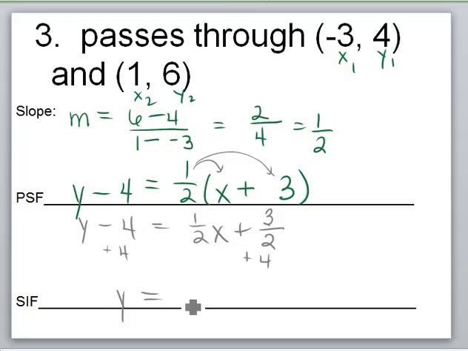Well, when I'm adding 4, I'm actually adding 3/2 plus 8/2. That would be my common denominator. So what 3/2 plus 8/2 actually gives me is 3 plus 8 is 11/2.